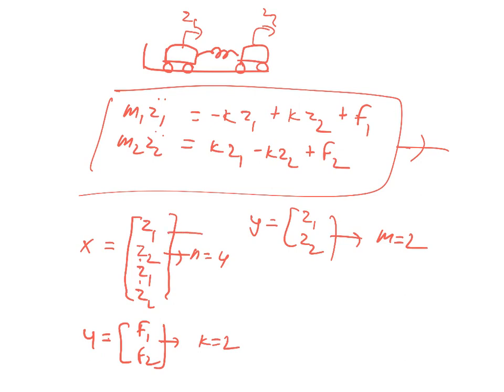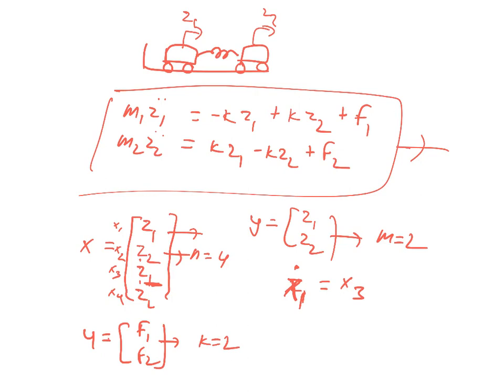Now the second part is, let's get the equations of motion. That is the first order differential equations for each state. So what is z1 dot? This is like x1, x2, x3, x4. z1 dot, or I would say x1 dot, is nothing but x3. x1 dot, which is z1 dot, is nothing but this state. It's the third state in the system.